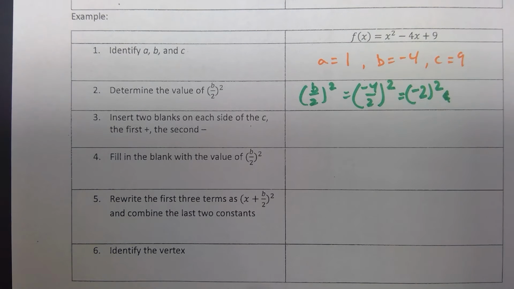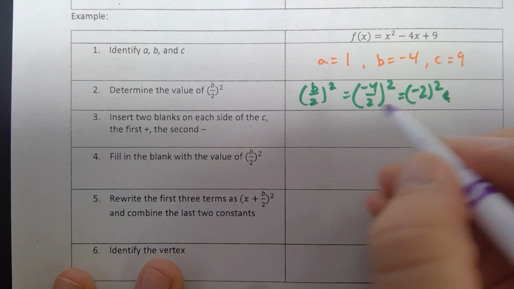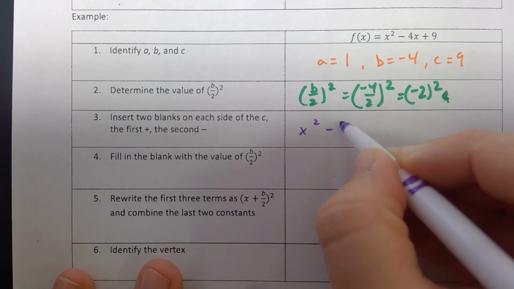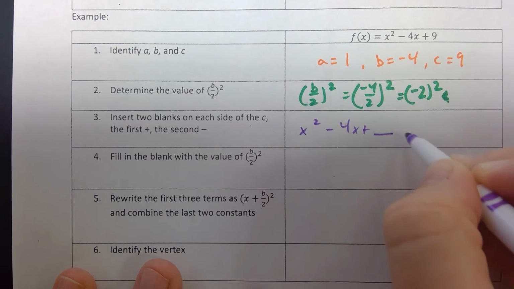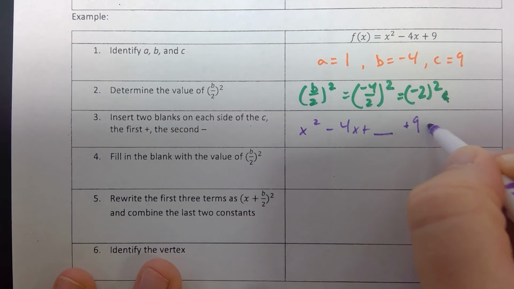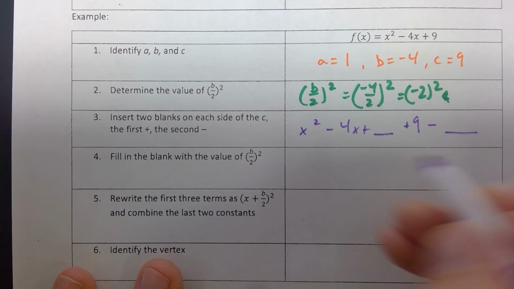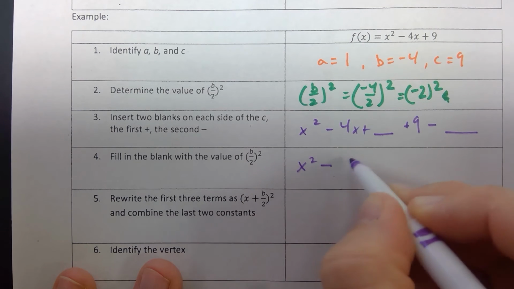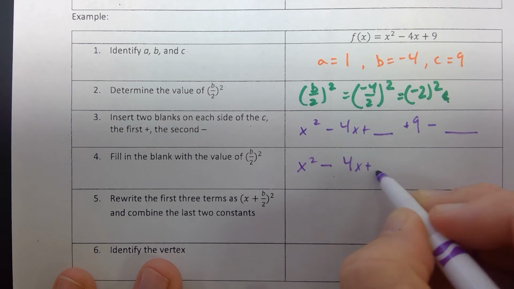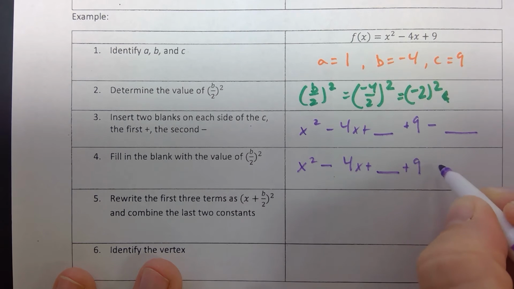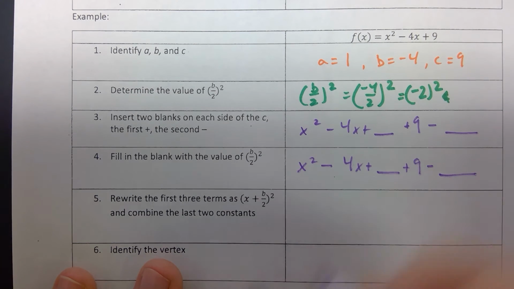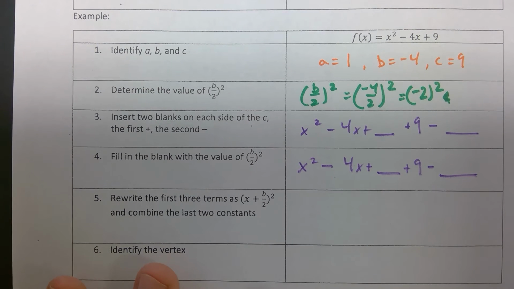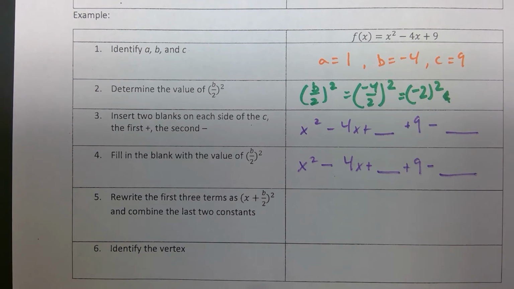All right, let's go ahead and plug our blanks in there. We've got x squared minus 4x plus blank plus 9 minus blank. So let's just do it again. As you become more comfortable, you don't need to have both of these steps in here. I just like to put them in there so we see what the process is going to look like.